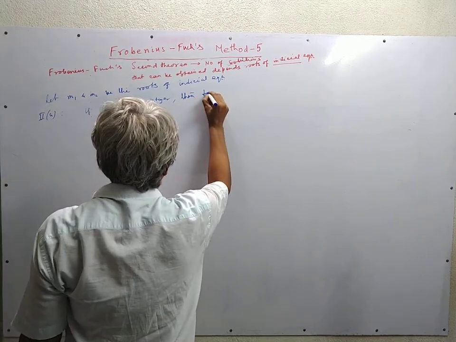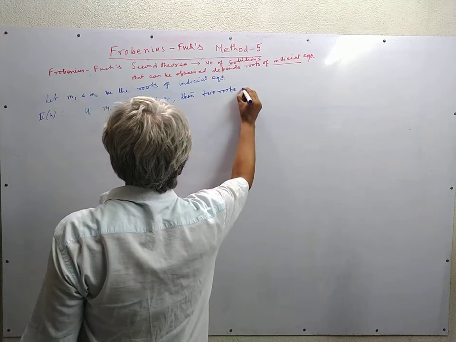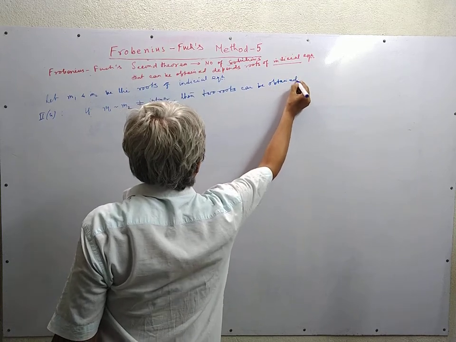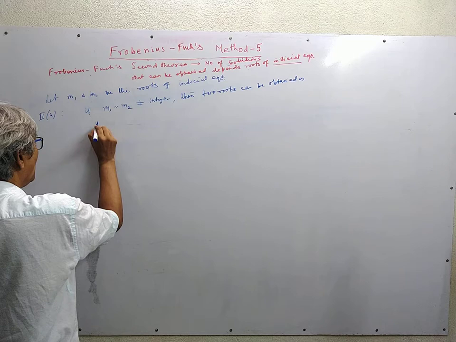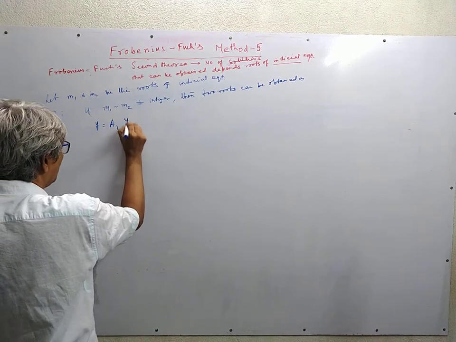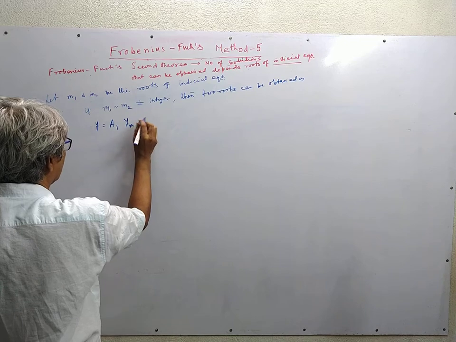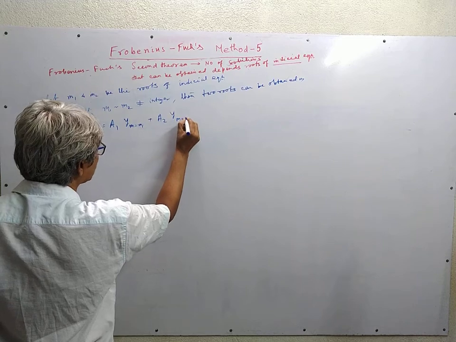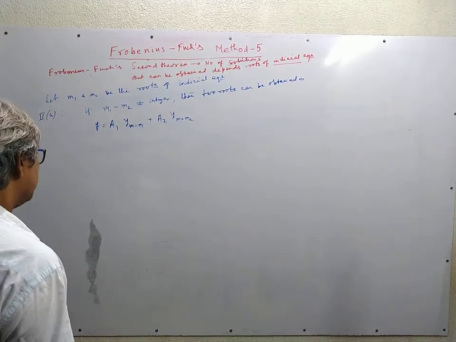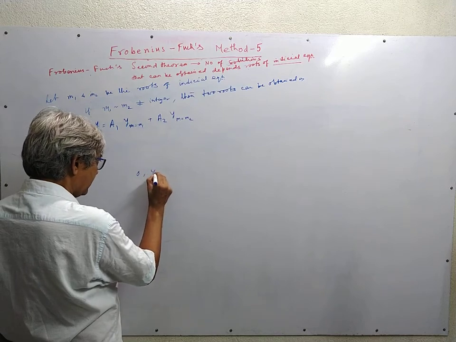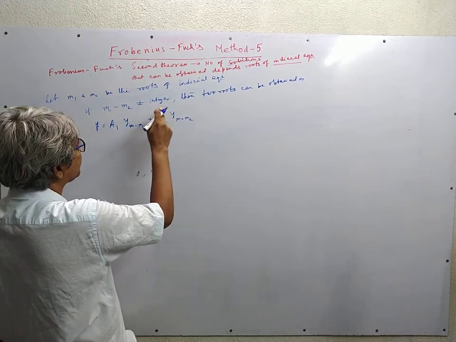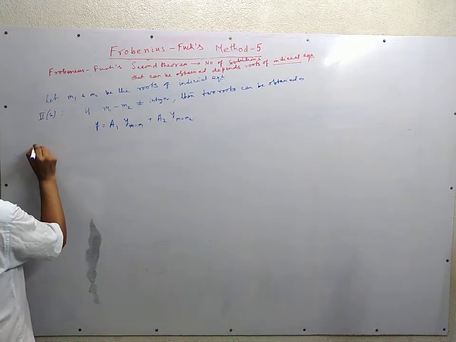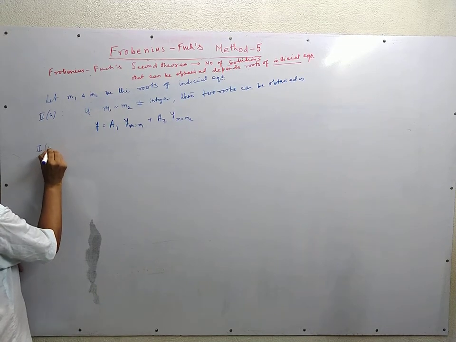two solutions can be obtained as y is equal to a1 y with m equal to m1 plus a2 y with m equal to m2. As for example, say the roots are 0 and half. So the roots are distinct and they do not differ by an integer. So we can get two solutions.